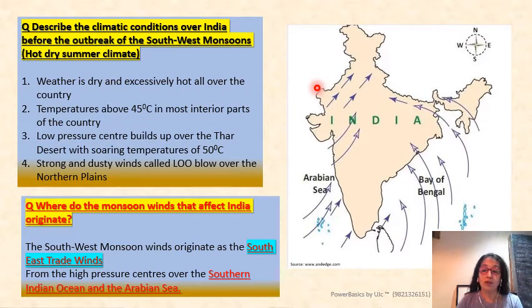So this question can come. Where do the monsoon winds that affect India originate? What is the origin of the southwest monsoon winds? You should have two answers. Southeast trade winds. Where are the southeast trade winds coming from? From the high pressure centers over the southern Indian Ocean and the Arabian Sea. The two-part answer, but both SETW has to be there, and southern Indian Ocean and Arabian Sea. Okay.